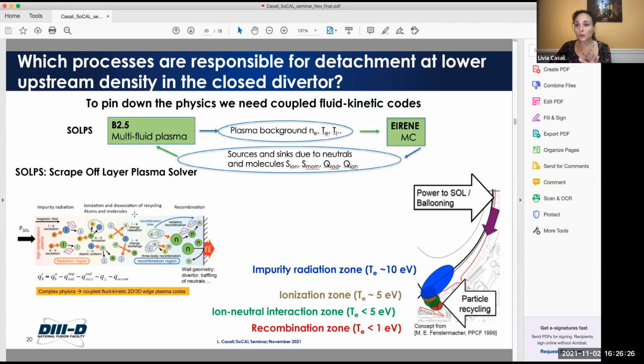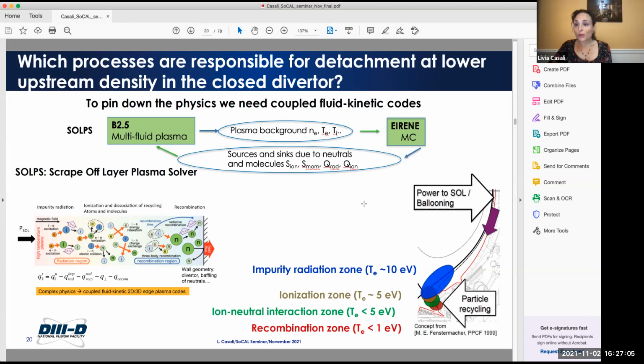And so this is exactly the reason why we need to use codes like SOLPS, Scrape-Off Layer Plasma Simulator, which is the coupling of B2.5, a multi-fluid plasma code, with EIRENE, a Monte Carlo code. So practically the multi-fluid code provides the background on which the neutral trajectories are calculated, and then EIRENE computes the sources and the sinks due to neutrals and gives this information back to B2.